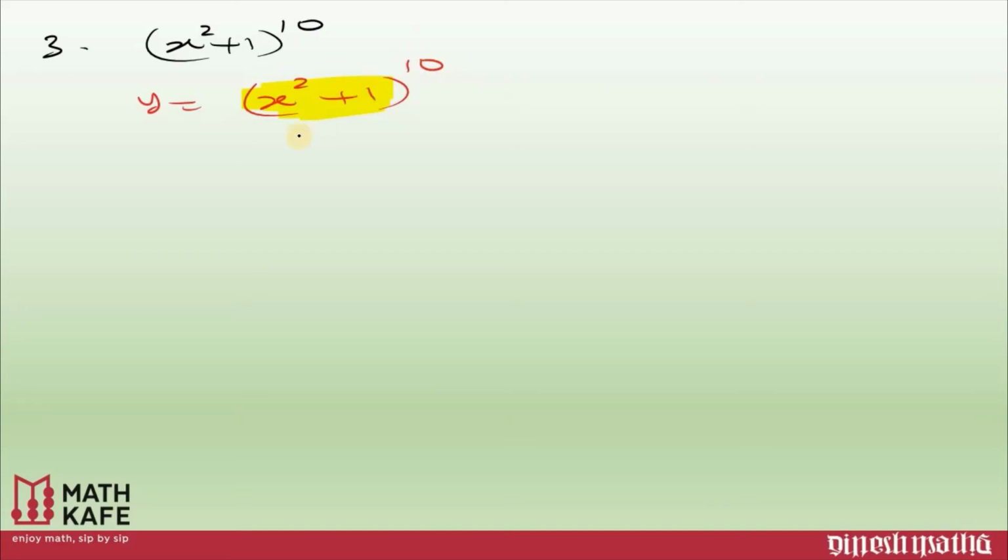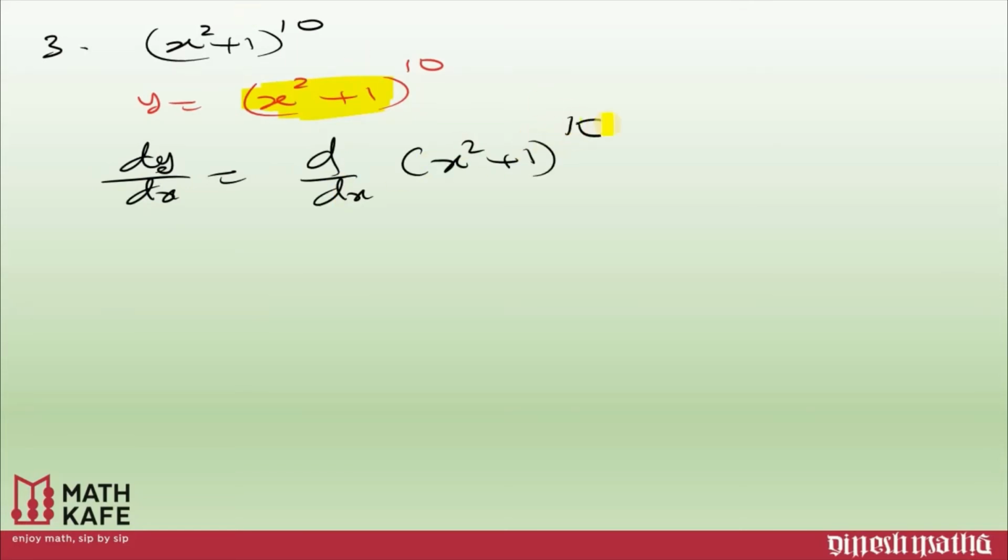So this is like an x to the power 10. We are differentiating. That will become d by dx of (x square plus 1) to the power 10. As the power has the priority, we'll go with the comparison with x to the power n. Push it down. Take 1 away.